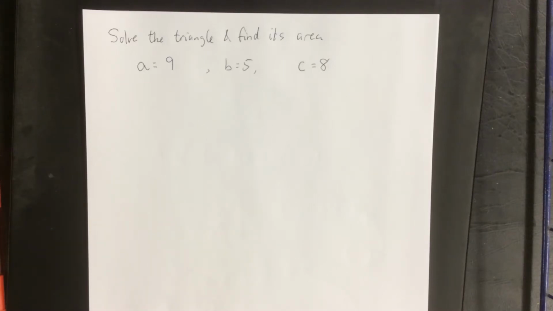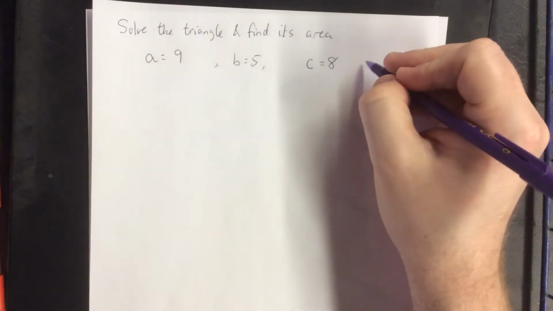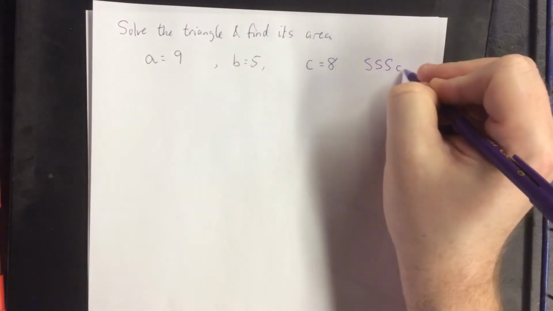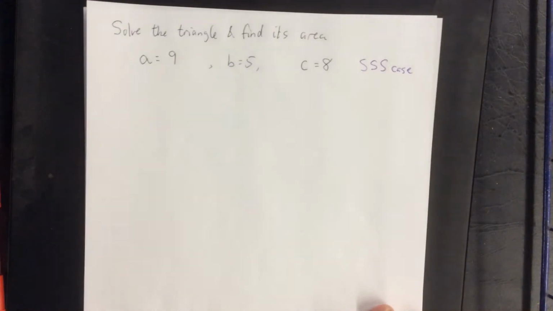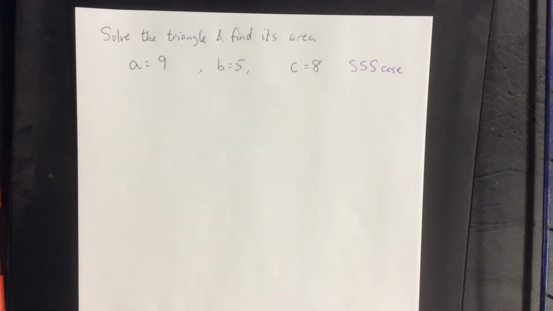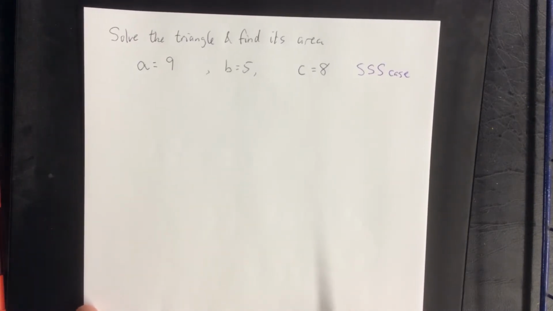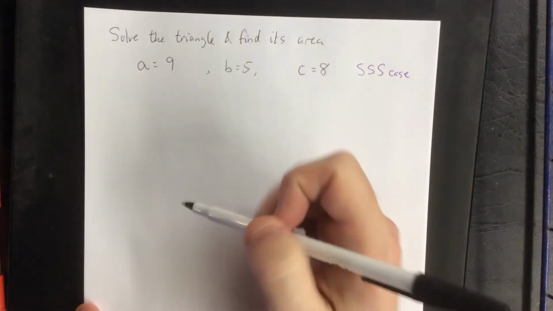For an example of making use of the area formula, I'd like to solve the following triangle and find its area. So the triangle that we have here is A is 9, B is 5, and C is 8. I've given you all three sides of the triangle, so this would be considered the side-side-side case. The approach to use for the side-side-side case is we're going to start by using the law of cosines to determine one of the angles, and we might as well go for the biggest angle. I'd like to find alpha.